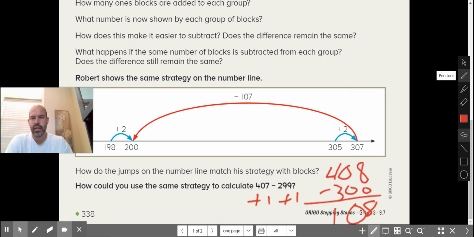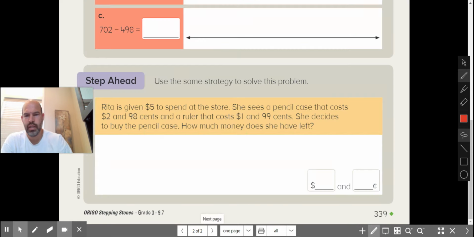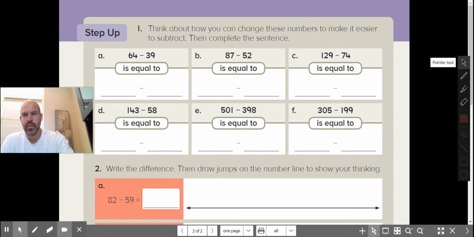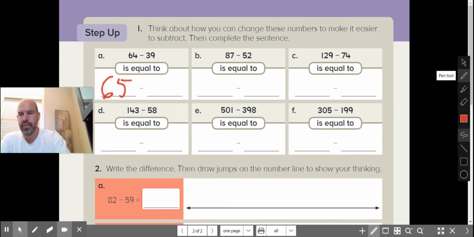We can also do a number line to solve that, and I think you're going to do that on this next page here. So we look at this page. We have some of the problems like we just did in the earlier part of our lesson. So using compensation strategy, if we add one more to 64, we get 65. And we add one more to 39, we get 40. All right, so that's what you would do. You're just going to show how to make it easier to subtract, okay? So that's what you're going to do in that section.